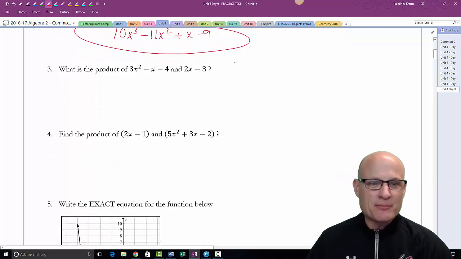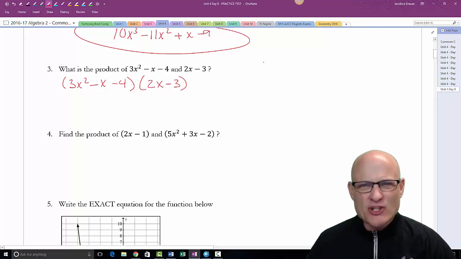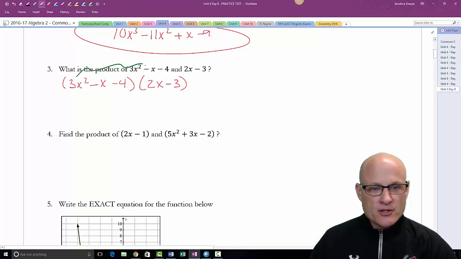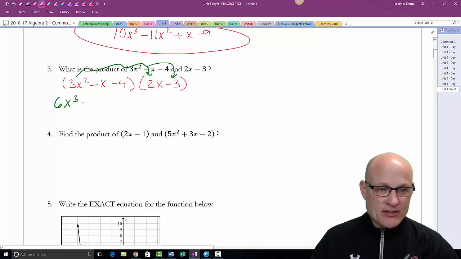All right, product. Product means multiply. So we're going to take this 3x squared minus x minus 4, and multiply it by 2x minus 3. That means there's going to be 6 multiplications and a little bit of addition to do. We're going to multiply this times this, and this times this. So 3x squared times 2x is 6x cubed. 3x squared times negative 3 is minus 9x squared.